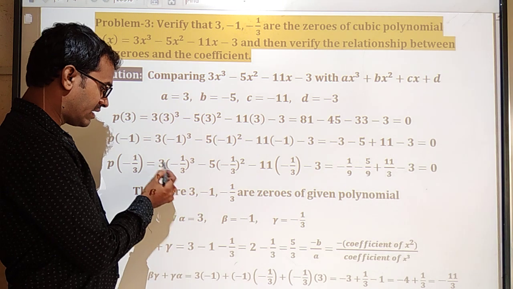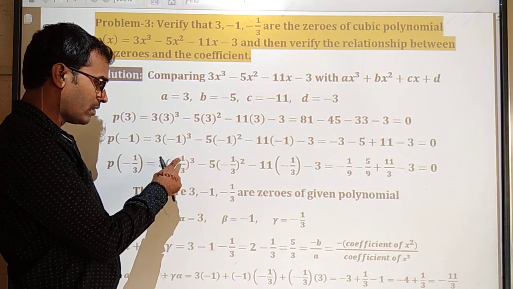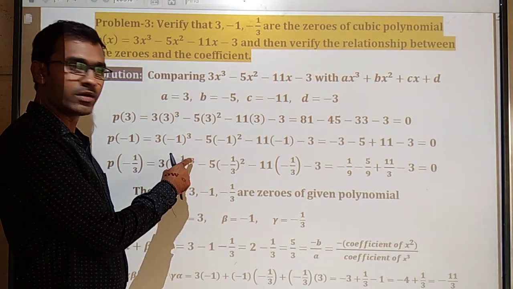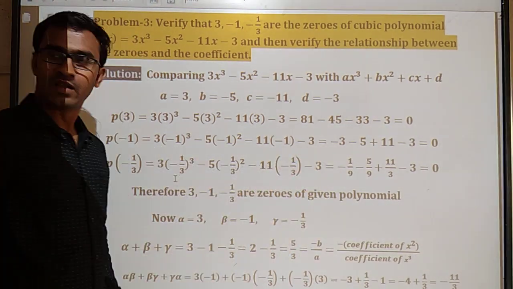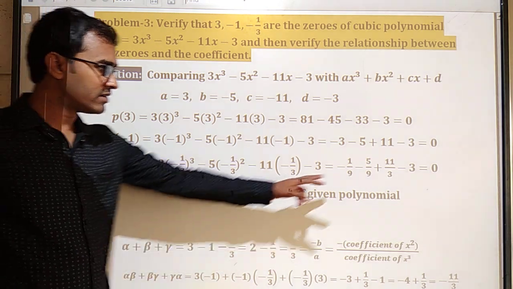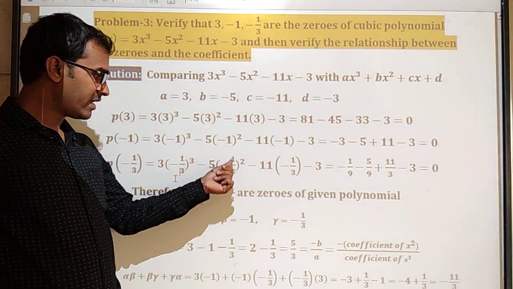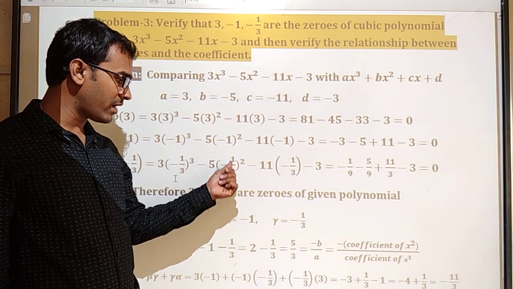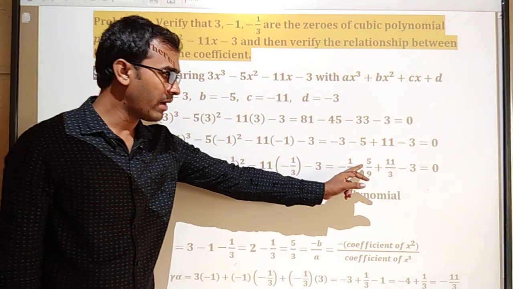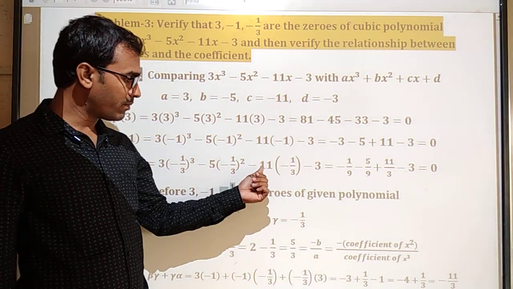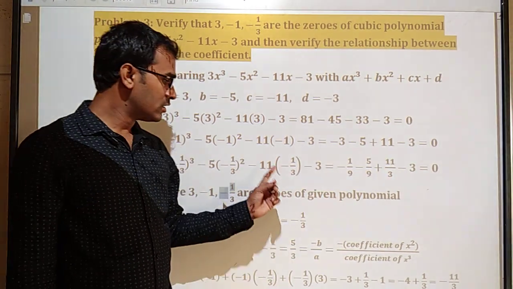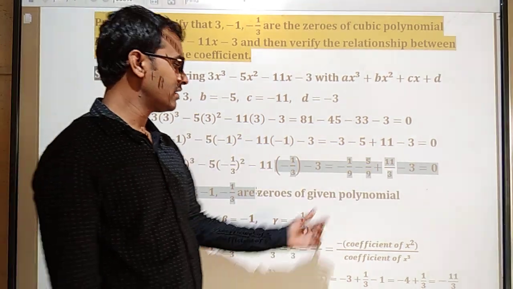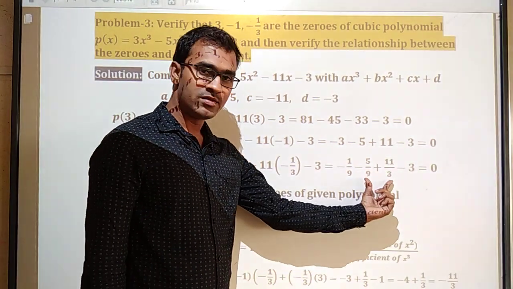Next, here 3 and 3 get cancelled. We get minus cube. First of all, minus raised to an odd number is minus. Next, 1 upon 3 square is 9. Here minus 1 upon 3 whole square is plus 1 upon 9, into minus 5, minus 5 upon 9. And minus into minus is plus, so 11 into 1 upon 3 is 11 by 3, minus 3. And on simplification we get 0.